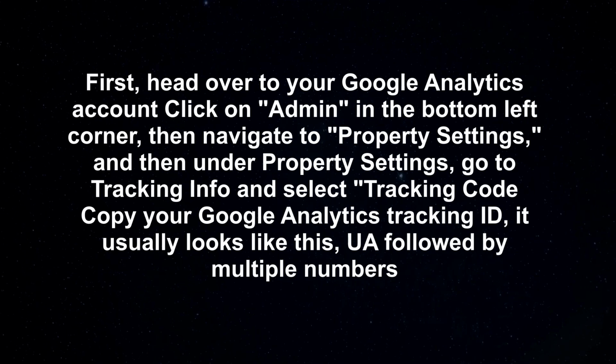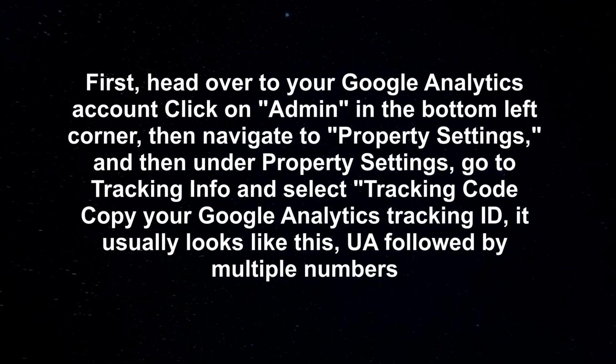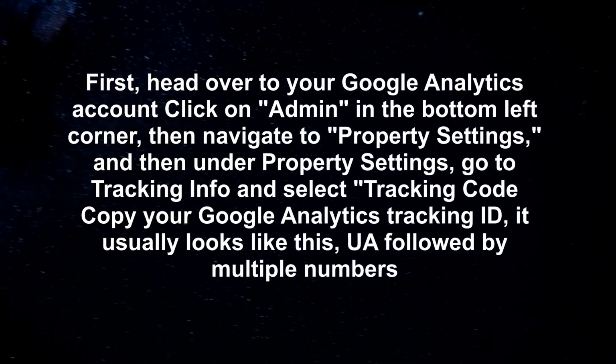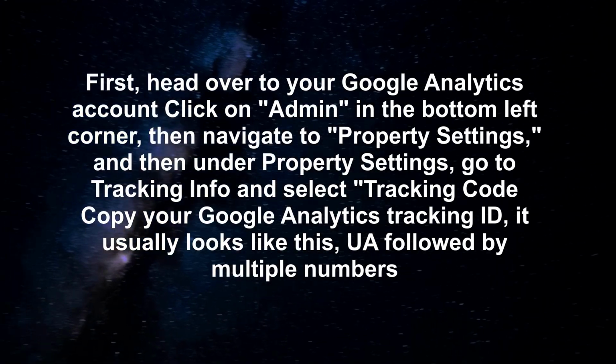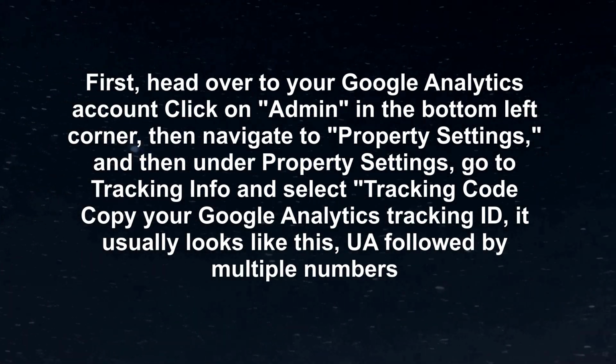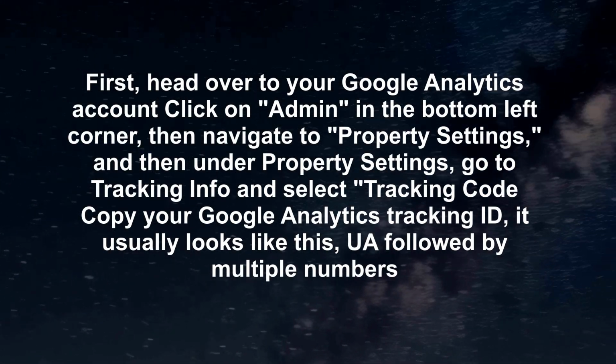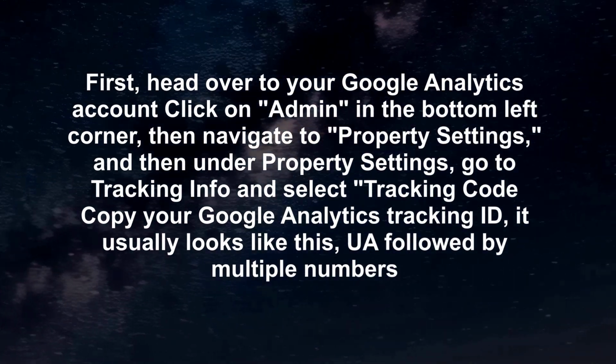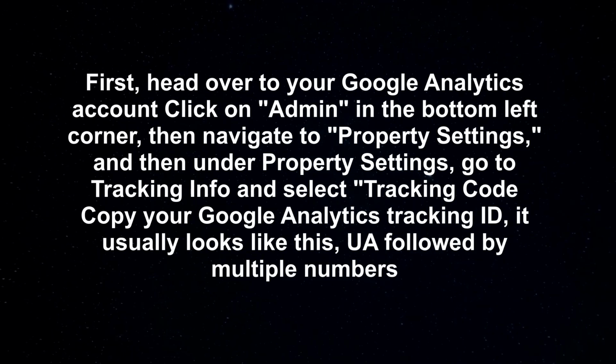First, head over to your Google Analytics account, click on Admin in the bottom left corner, then navigate to Property Settings, and then under Property Settings, go to Tracking Info and select Tracking Code. Copy your Google Analytics tracking ID. It usually looks like this. UA followed by multiple numbers.